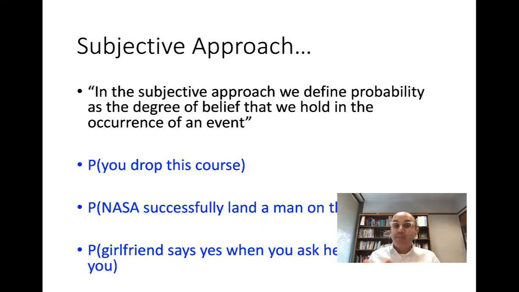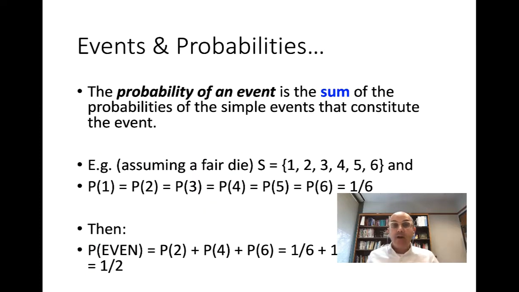Another approach is subjective, and that is the degree of belief that we hold in the occurrence of an event. Example, dropping from this class, or the number of people landing on the moon, or the girlfriend saying yes when you ask her to marry you. So again, this is the subjective approach and doesn't have any premises with regard to the sample space that we encounter or the outline of it.